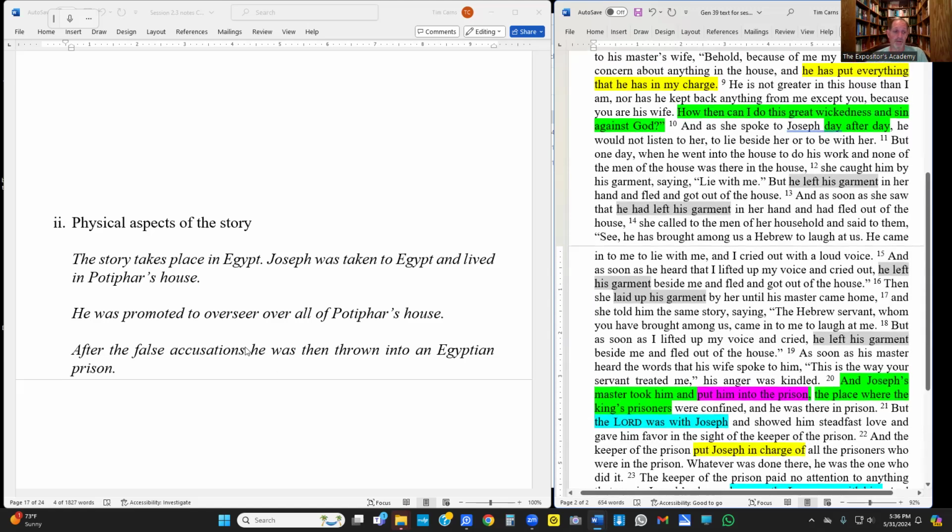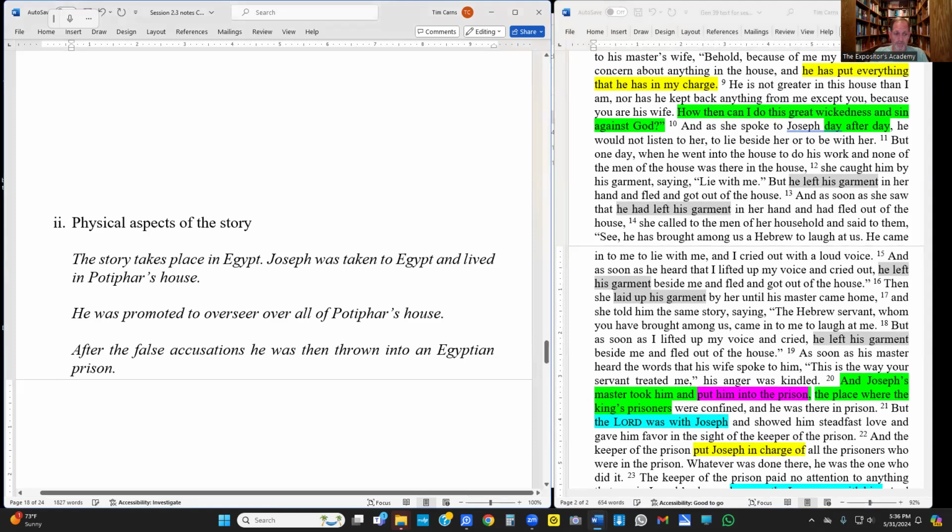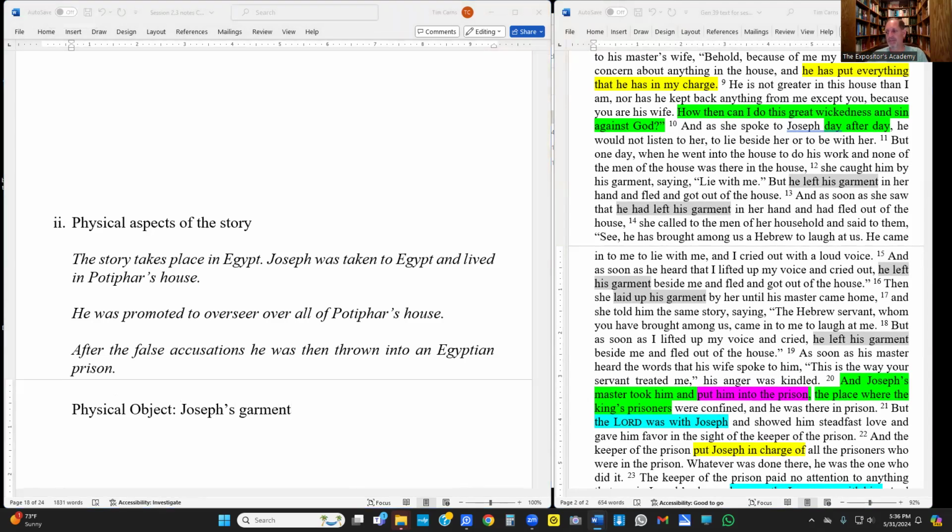Now, I think it probably would be prudent to include the physical objects mentioned. One was Joseph's garment. It makes you wonder, is this connected back to his coat of many colors? Is there something there that's being connected by Moses? Don't know for sure. Would have to give that some thought, but that would be something to take note of.